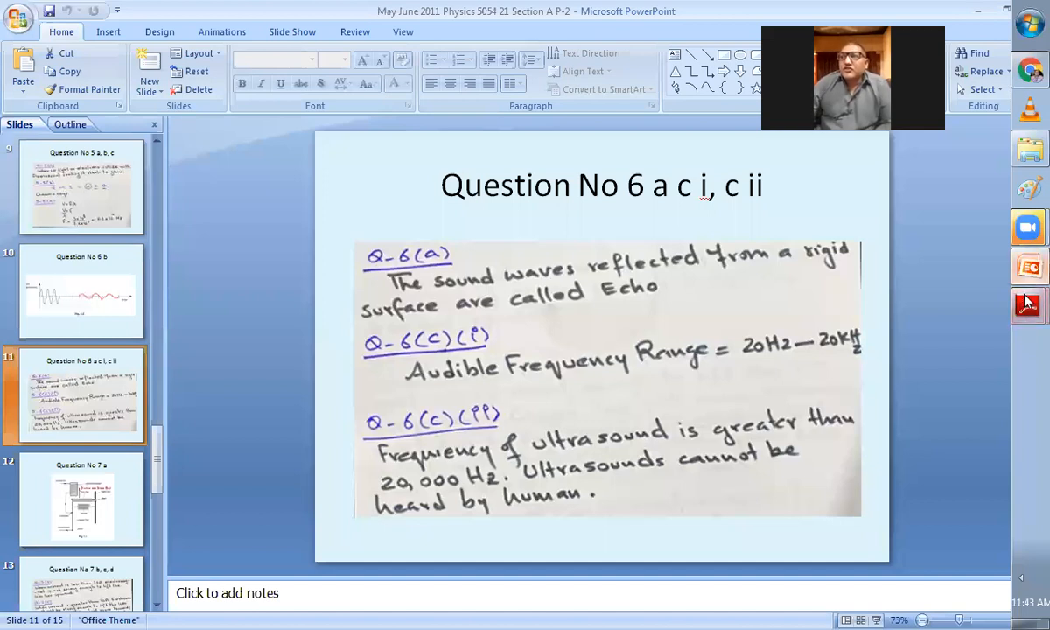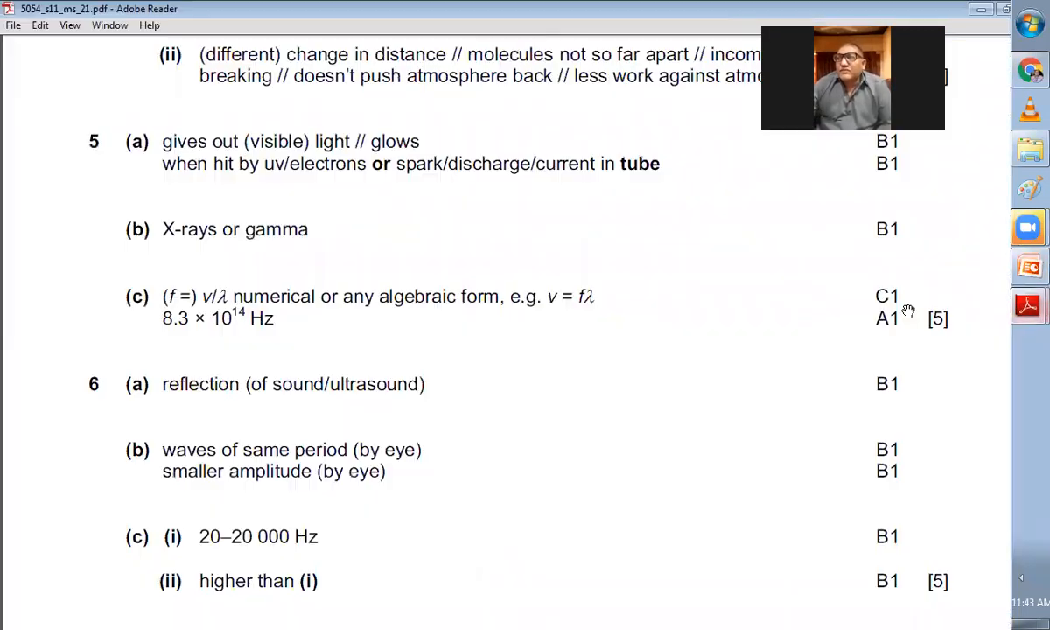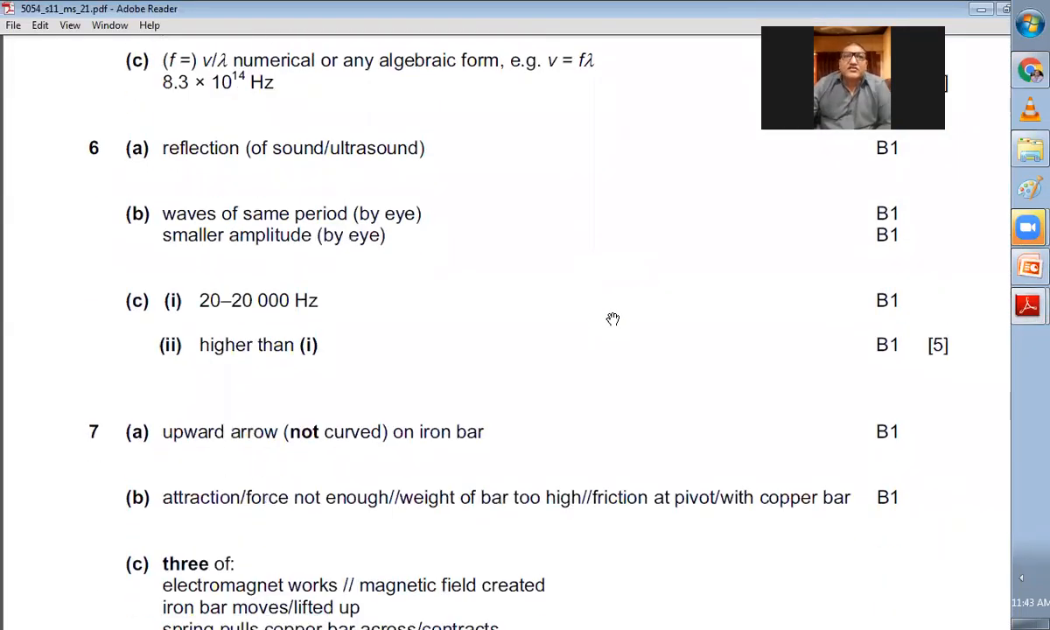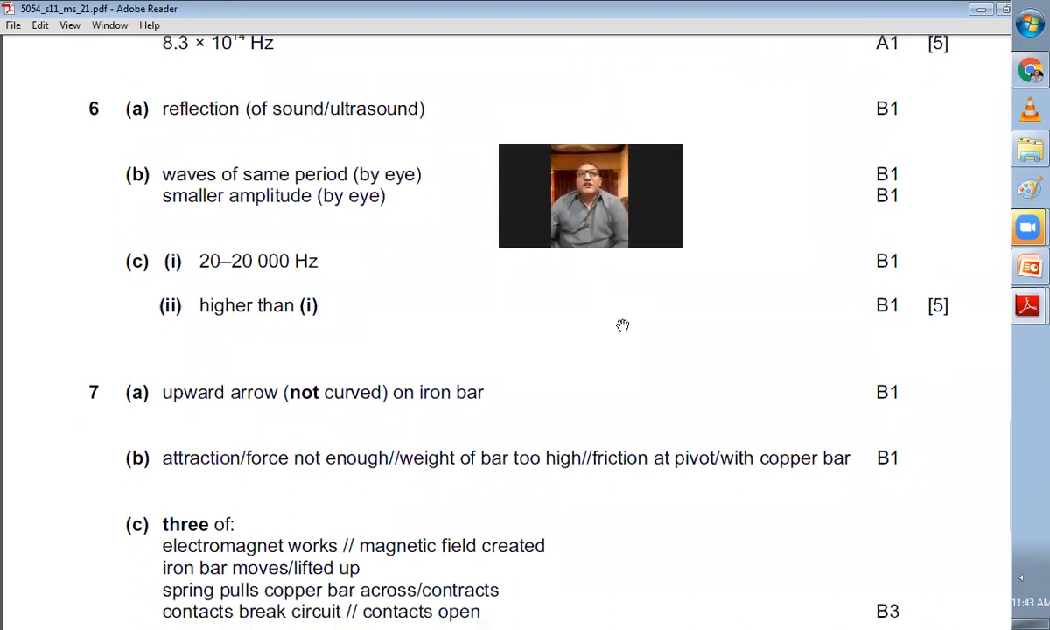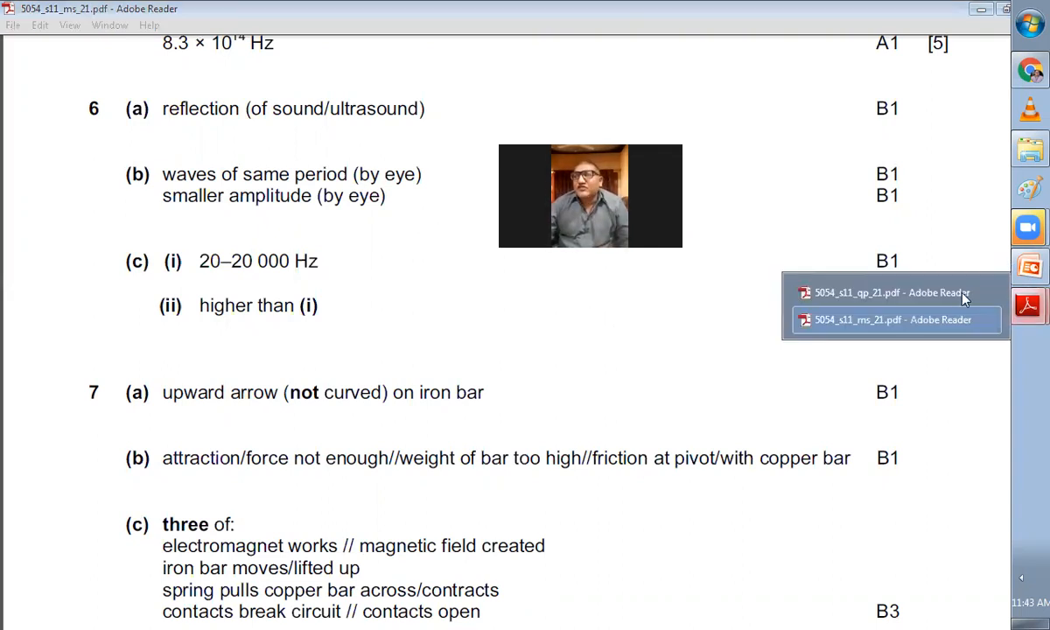Okay, so let's check the marking scheme for question number 6, and the marking scheme is showing on your screen. Reflection of the sound or ultrasound or waves of the same period by eye, smaller amplitude, 2 marks for this B part. And C part, first part is 20 to 20,000 hertz and higher than. The frequency of the ultrasound is higher than 20,000 hertz. So that was question number 6. Let's move to the next part.